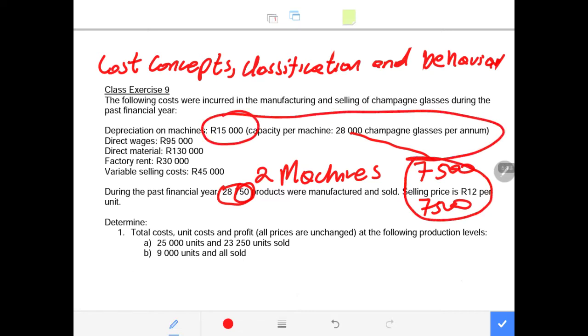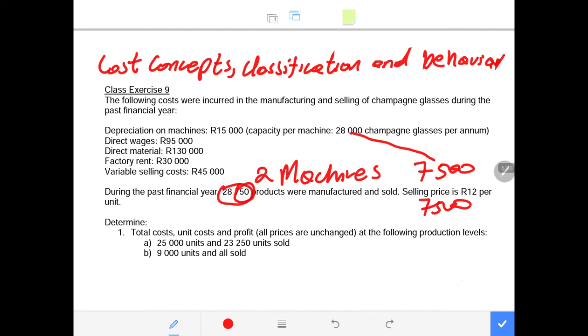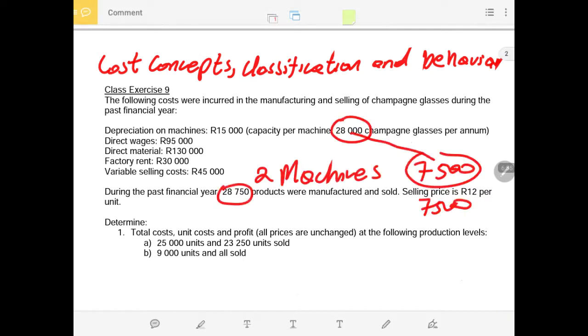The depreciation of 15,000 is the depreciation for two machines because the company produced more than the maximum capacity. That's why the depreciation is 15,000 rands. That means if the company produces less than 28,000 units, it will only need a depreciation of 7,500 rands. In this case, the company incurred 15,000 because they manufactured more than the capacity of one machine. So now we are very clear with that one.